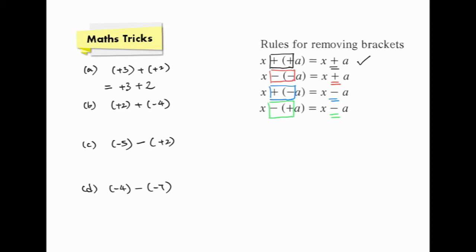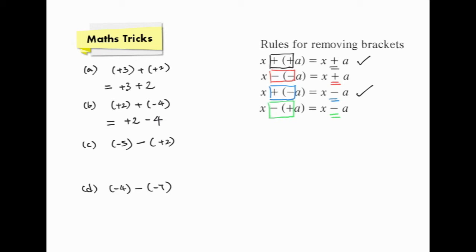Example B. Positive 2 plus negative 4. Copy the first number, positive 2. Then plus negative 4. By rule 3, we have positive 2 minus 4.